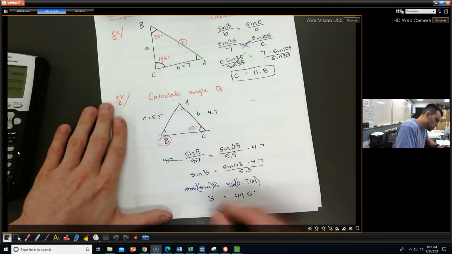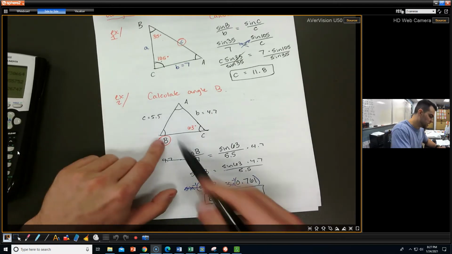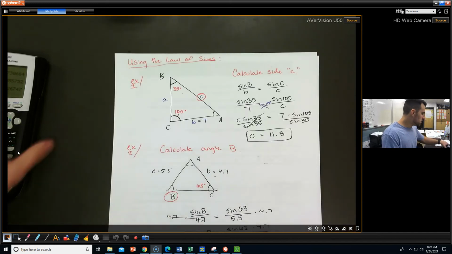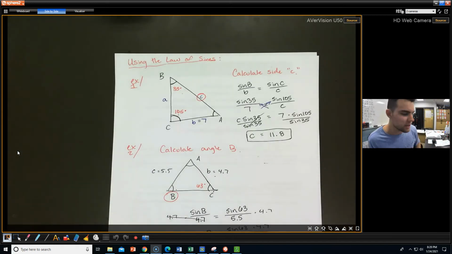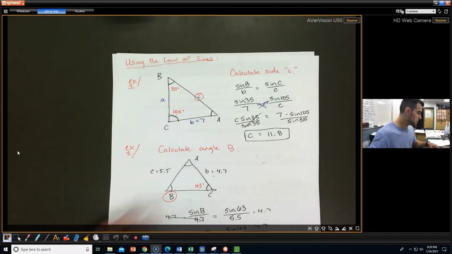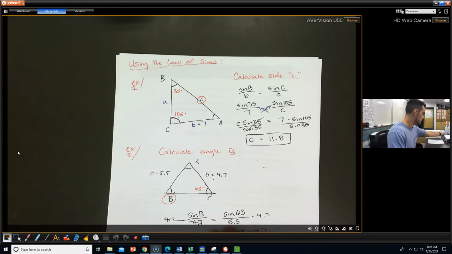Again, that angle should be smaller than C, and it ends up being smaller than C because the side length is smaller than C. Well, let's move on. That's the law of sines. That's really all it comes down to. If you have two sides and an angle, you can work with law of sines, or vice versa, if you have two angles and a side, you can also work with it, just like we saw with example 1. Okay? Well, let's look at law of cosines now.